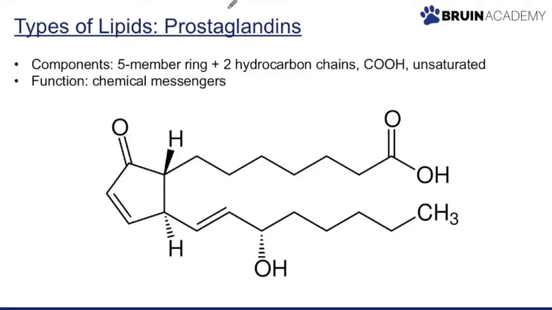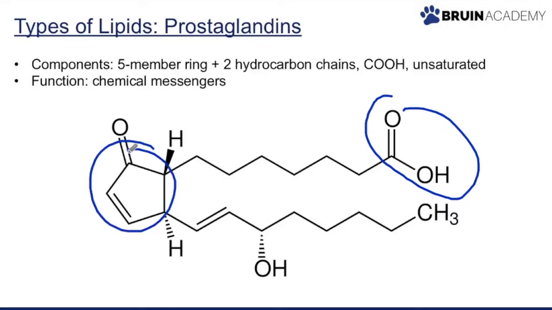The next type is a prostaglandin, and these are composed of 5-member rings with 2 hydrocarbon chains, as well as these carboxylic acid components. They're often unsaturated, so you have double bonds in some of the hydrocarbon chains. What's important about prostaglandins is that they function as chemical messengers, so they're important in things like platelet aggregation and regulating the inflammatory response. We have these in our bodies for those purposes, and it's good to recognize them by their 5-member ring as well as these 2 hydrocarbon chains connected to the 5-member ring.